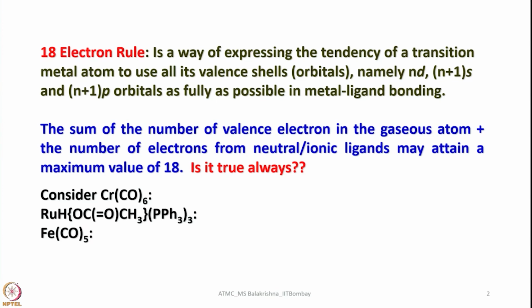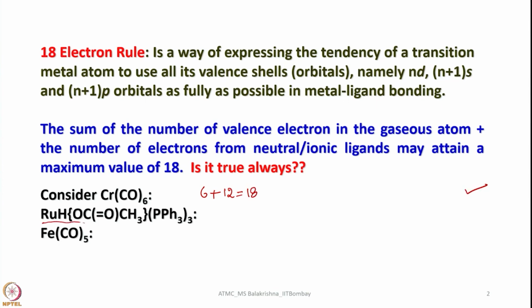I have given here chromium hexacarbonyl. You know the chromium electronic configuration, it is 3d4 4s2 or 3d5 4s1, it does not matter. So, it has 6 electrons, plus 6 carbonyl groups giving 12 electrons here. So, it becomes 18, and it obeys the 18 electron rule.